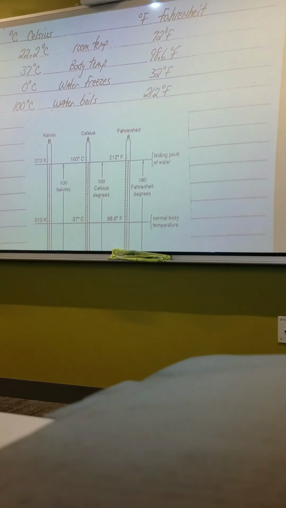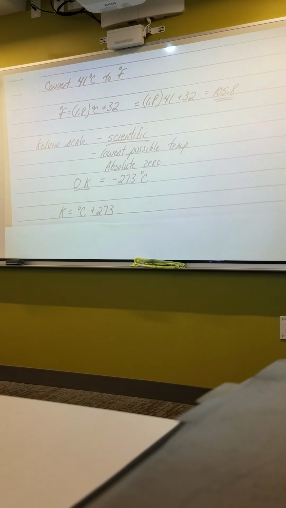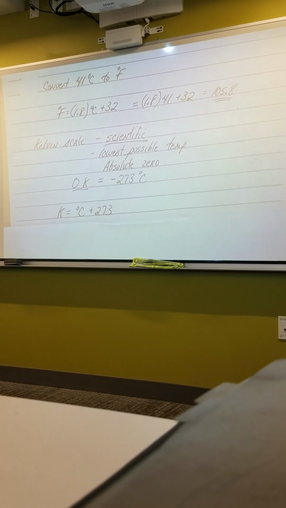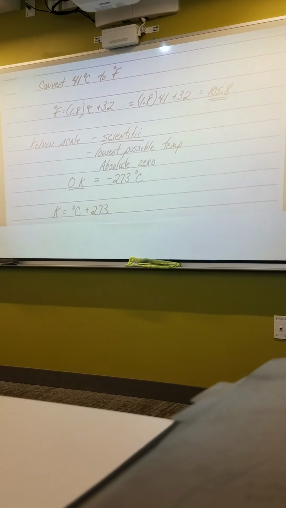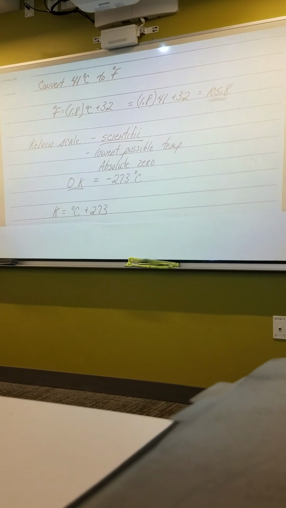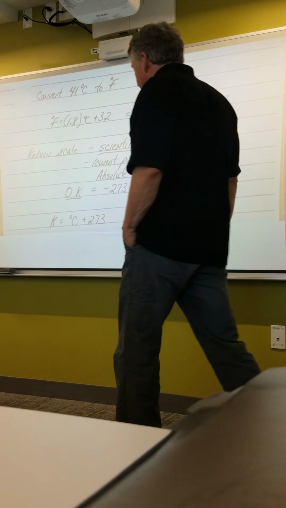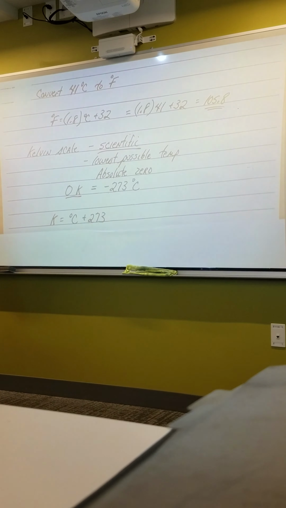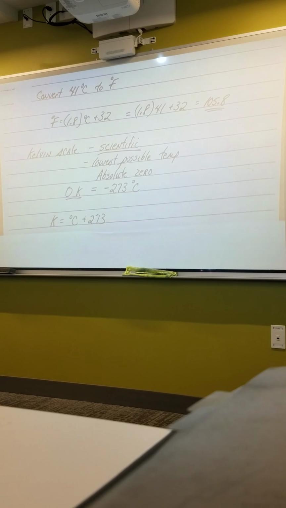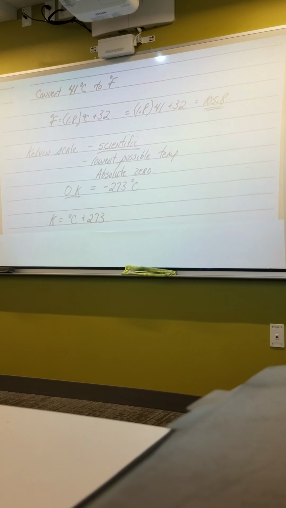It's called absolute zero. It's called 0 Kelvin, okay? They don't call it degrees Kelvin, they just call it Kelvin, which equals negative 273 degrees C. They tried to actually replicate that in a lab, but they couldn't do it. Now to convert to Kelvin, you just add 273. So take your degrees C, add 273. That's all you do.